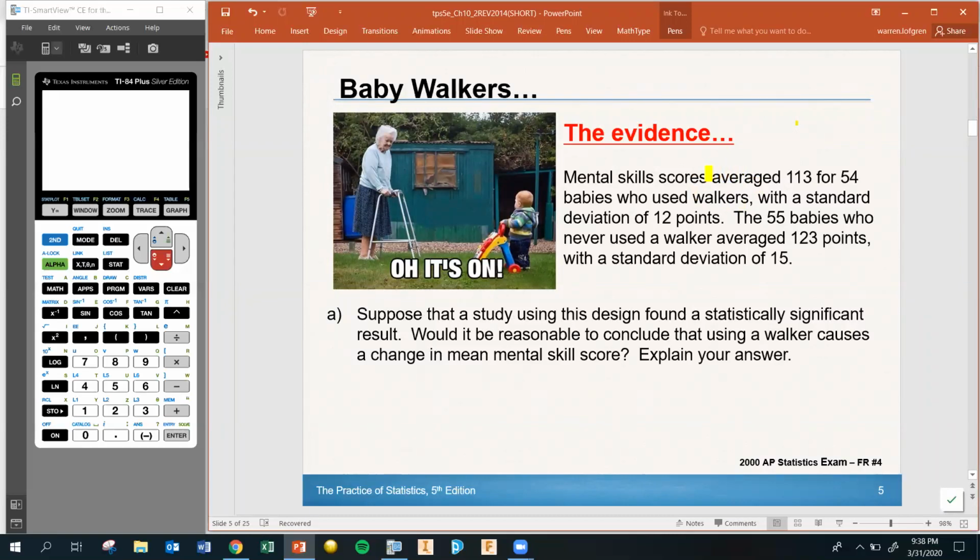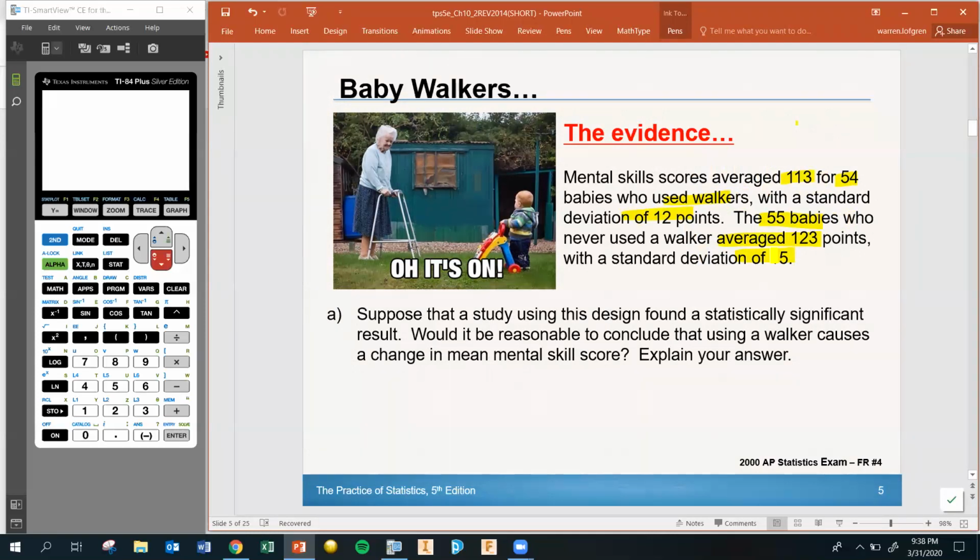So the evidence is the information we know about the samples. It tells me we have an average mental skill score of 113 for 54 babies that used the walkers, and their standard deviation was 12 points. Then we've got another group of 55 babies who had an average mental skill score of 123 with a standard deviation of 15 points. So that's a lot of numerical information that we'll have to use here eventually.